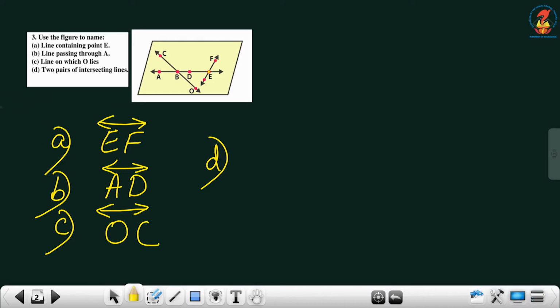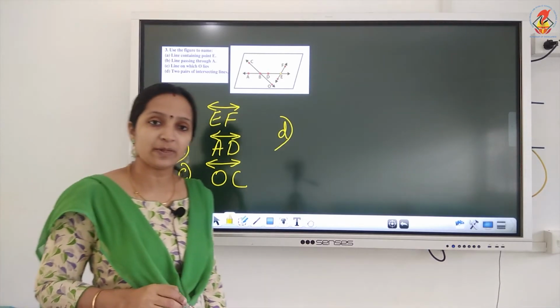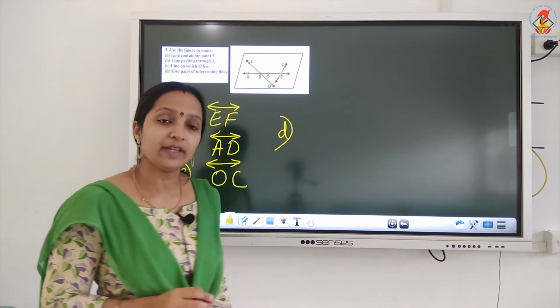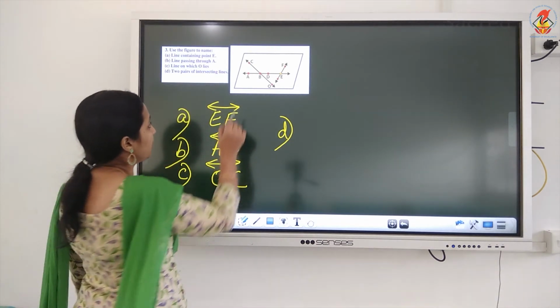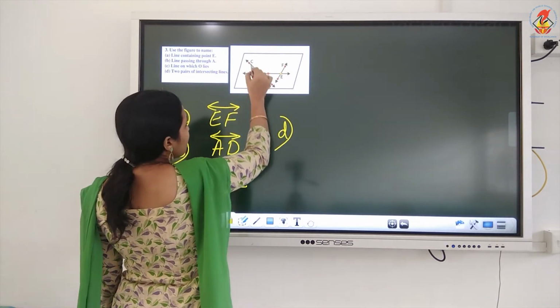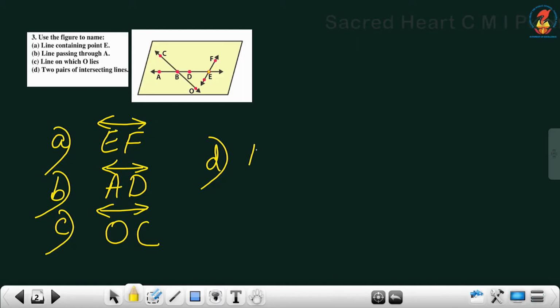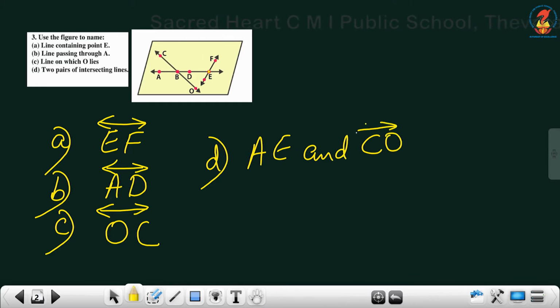Now question number D. Two pairs of intersecting lines. Intersecting lines means what? If two lines have a common point. So here you can see this line and this line are intersecting at this point. So you can write AE and CO, one pair of intersecting lines, is it? They are asking for two pairs.